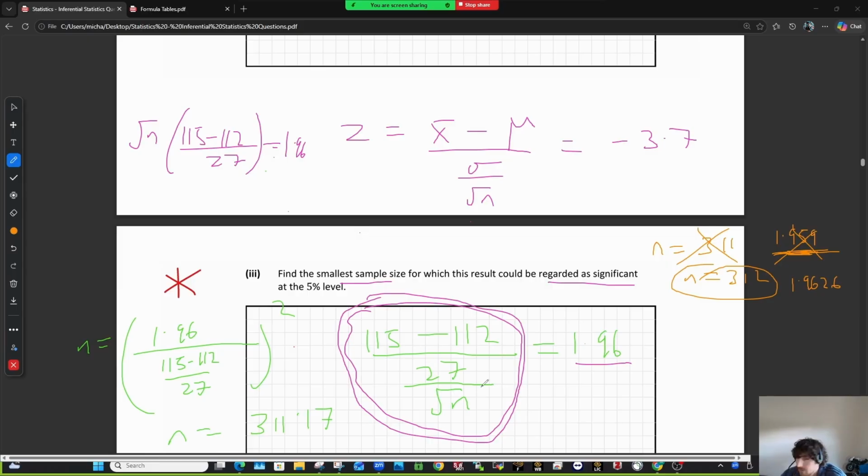Okay, so hopefully that makes sense to people. That's a really good question there, the part 3. So you can see changing the sample size actually can change your conclusion on whether or not you reject H0 or not. Great.